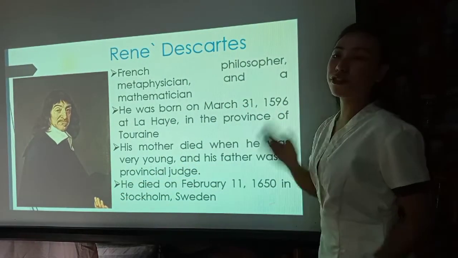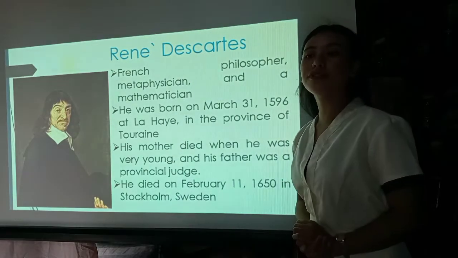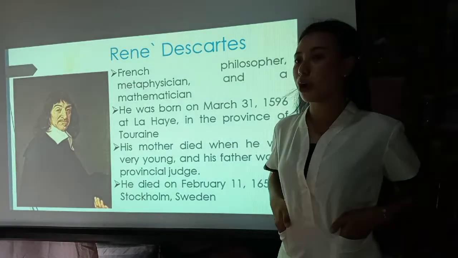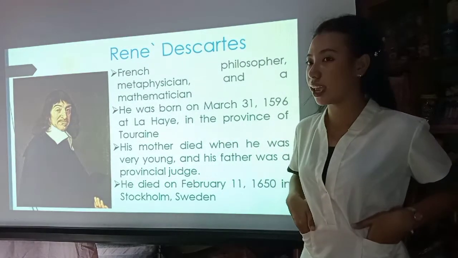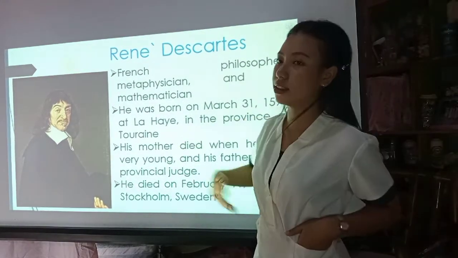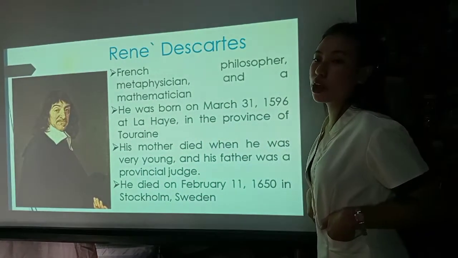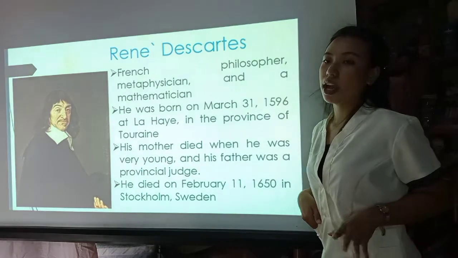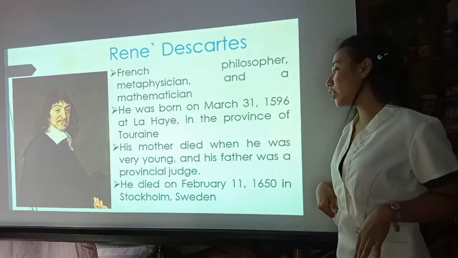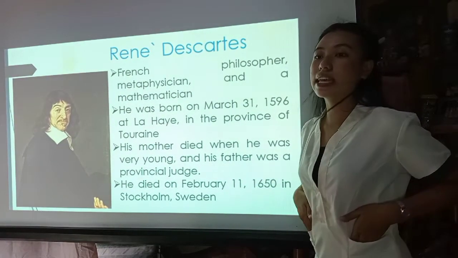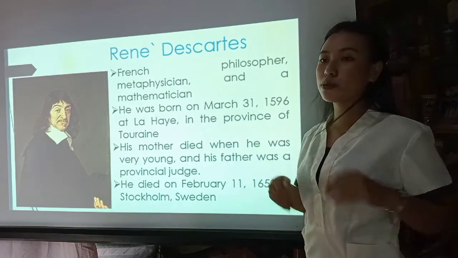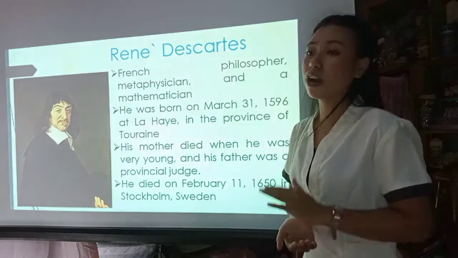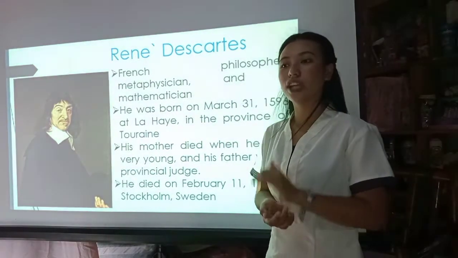René Descartes was a French philosopher, metaphysician, and mathematician. He was born on March 31, 1596 at La Haye in the province of Touraine. His mother died when he was very young and his father was a provincial judge. Descartes died on February 11, 1650 in Stockholm, Sweden.